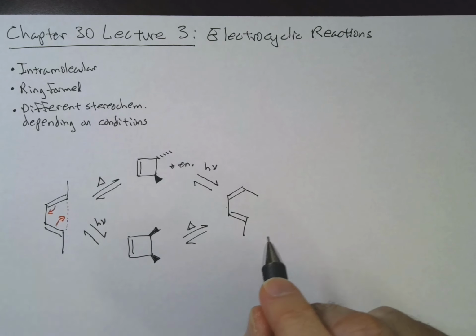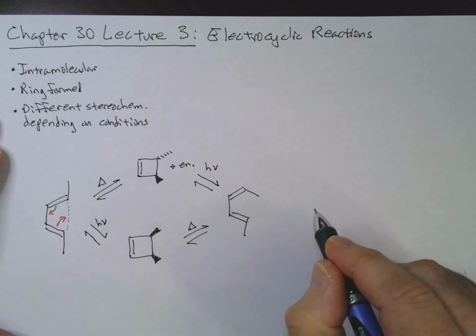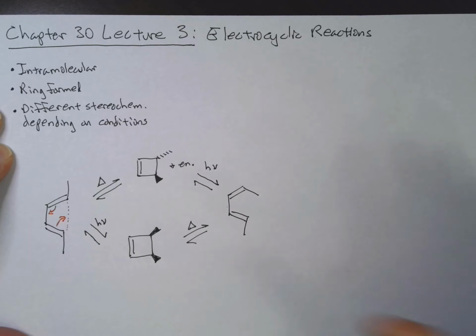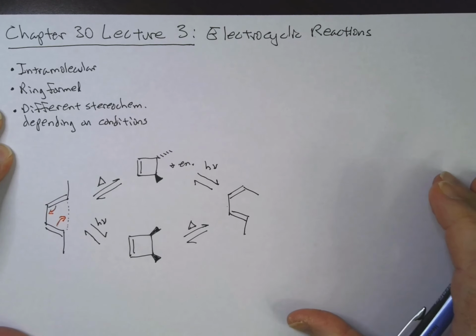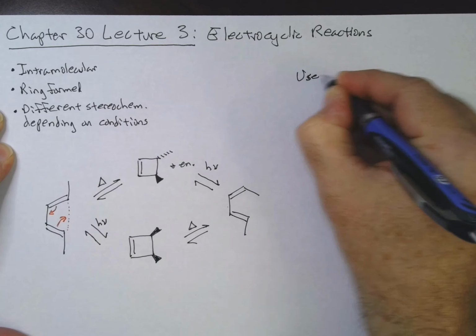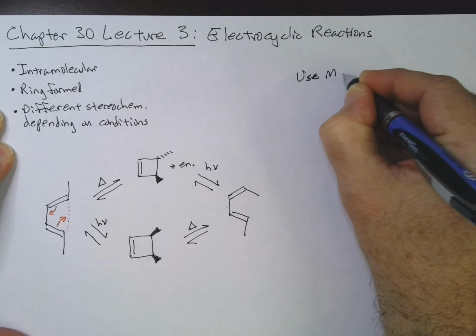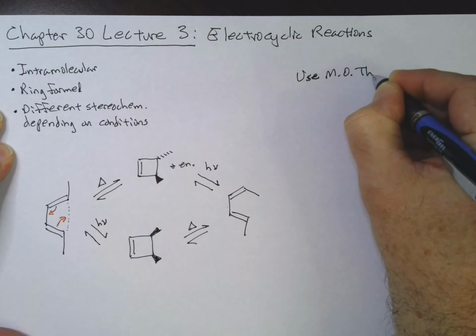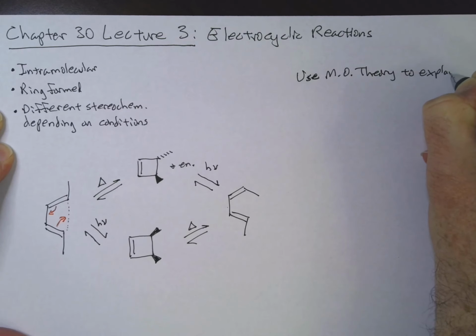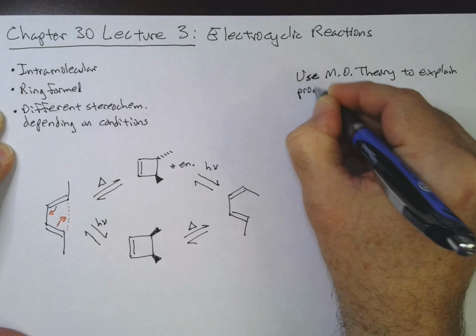So the question now is, why do we get these products? And once again, we will use MO theory to explain the products.